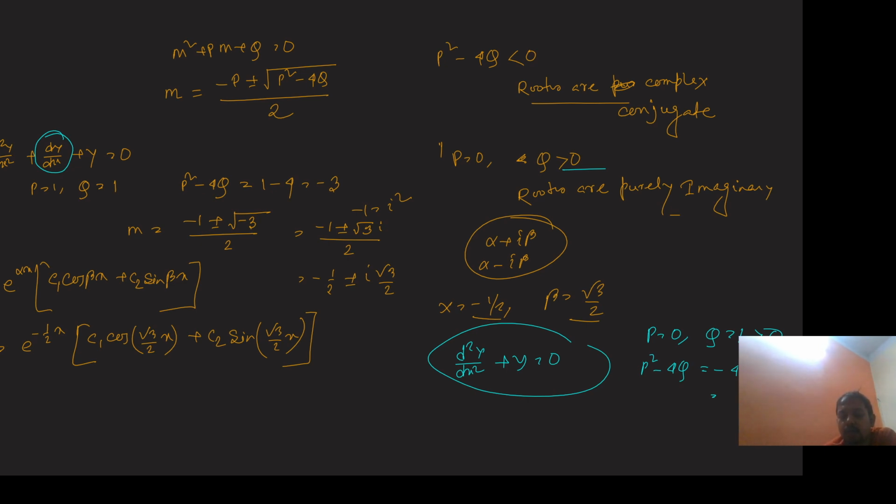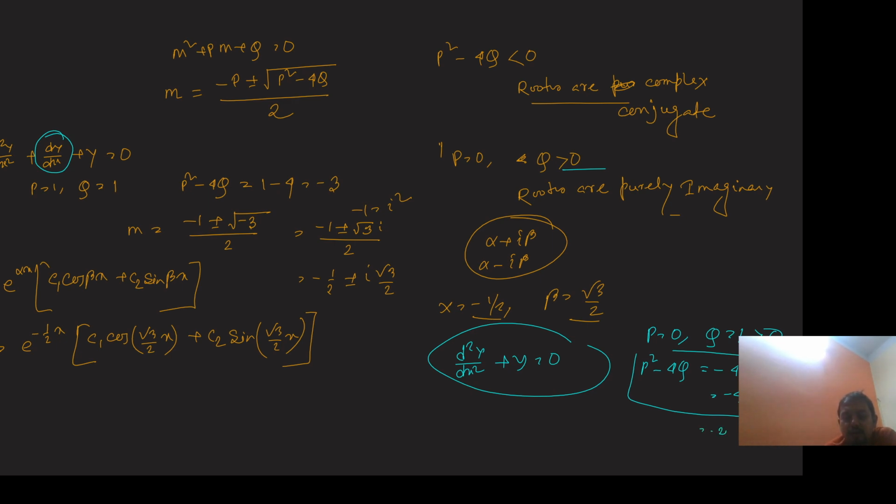So p square minus 4q, here p is 0 and q is 1, so it is minus 4. And now we have to find the solution. We can say here that the roots are purely imaginary. Here we don't need to find this one. This is minus 4, so the square root is minus 2.